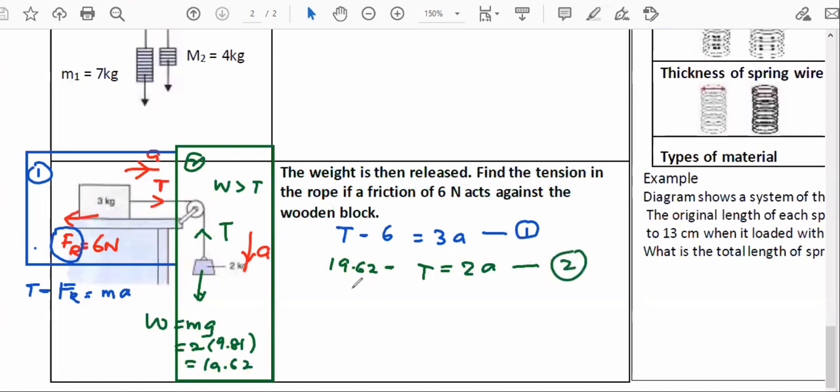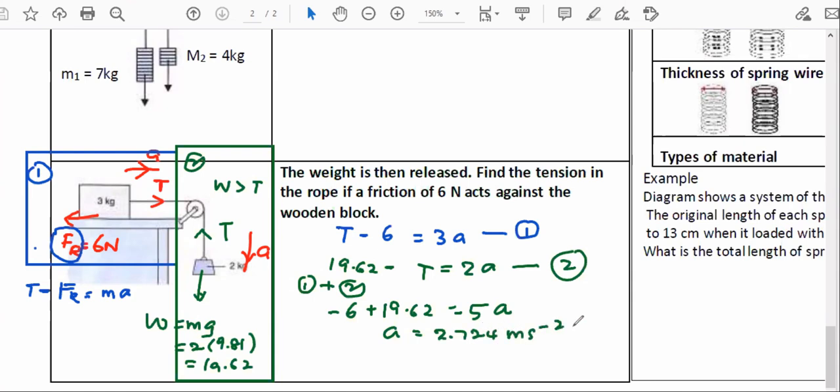Okay, then again, you do the elimination way, correct? It should be equation 1 plus equation 2. So again, you all find out the final answer, then the teacher will counter check. Oh, wow, some of you are very good, very fast. Negative 6 plus 19.62 equals 5A. So A, did you all get your acceleration 2.724? This is what your friend has.